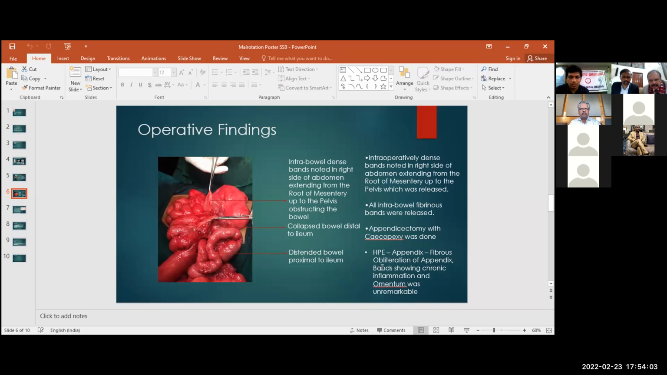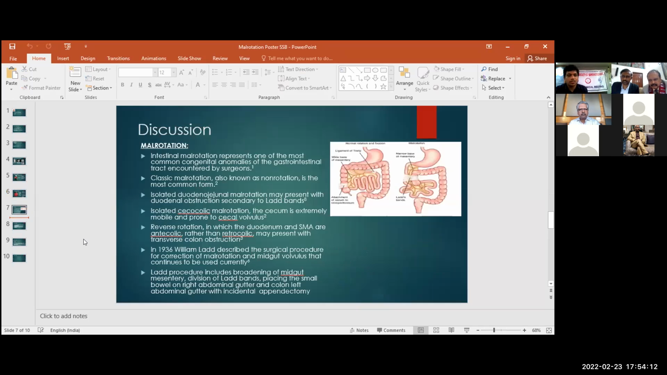Histopathological examination showed fibrinous obliteration of the appendix. Coming to the discussion, intestinal malrotation represents one of the most common congenital anomalies of the gastrointestinal tract encountered by surgeons. Classic malrotation, also known as non-rotation, is the most common form.